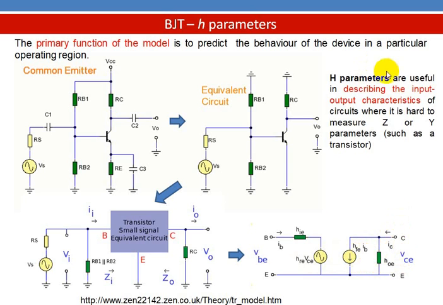Such parameters are useful in describing the input-output characteristics of the circuits. In this case, we are using this to describe the characteristics of transistor. So wherever it is difficult to measure impedance and admittance parameters, we can always measure H parameters and we can construct the model.